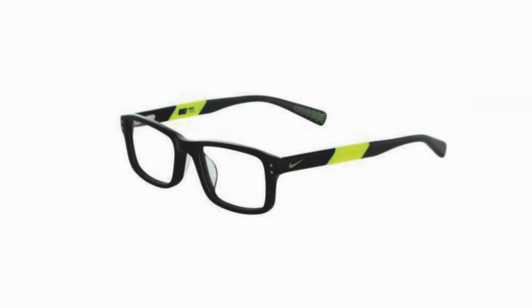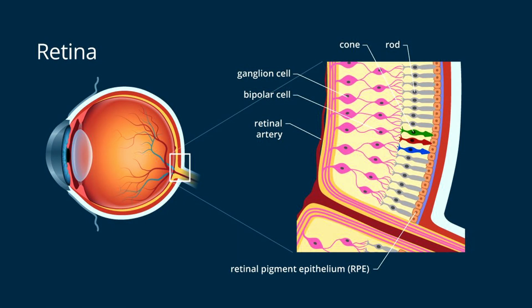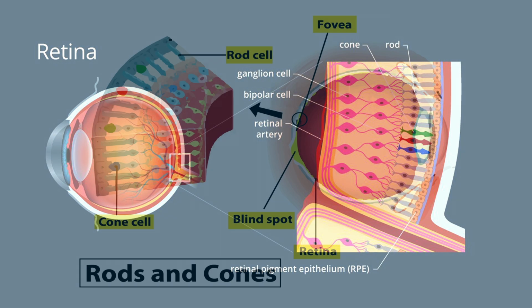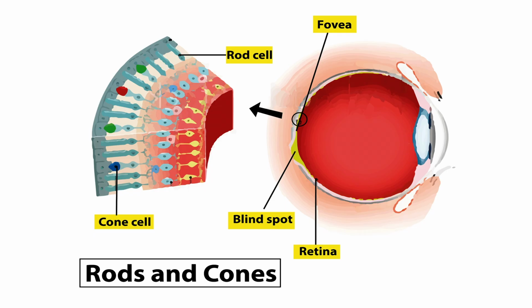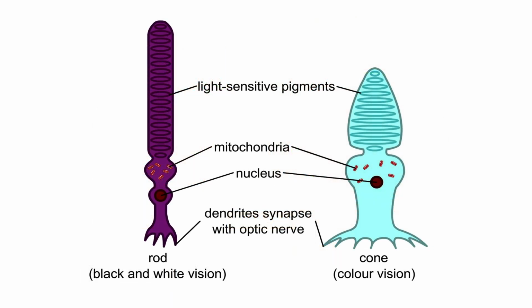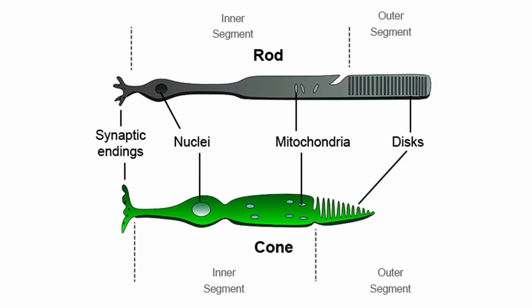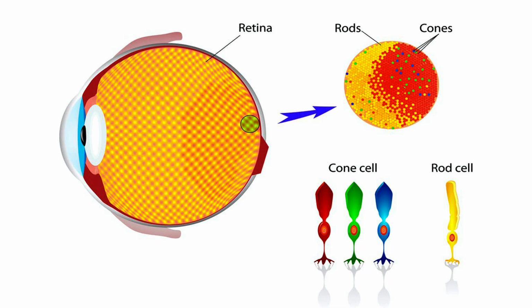Both conditions are correctable with eyeglasses or contact lenses or by surgical procedures. At the back of the retina is a layer of light sensitive receptor cells called the rods and the cones. Named for their shapes, the rods look like slender cylinders and the cones appear shorter and more rounded. There are about 120 million rods and 6 million cones in each retina.